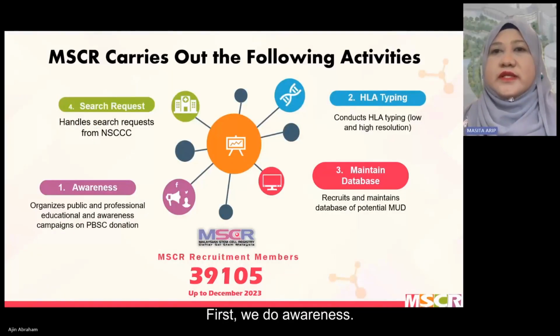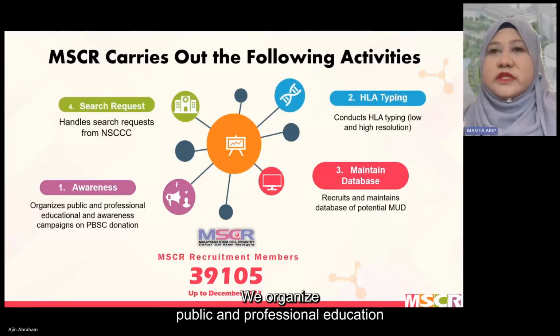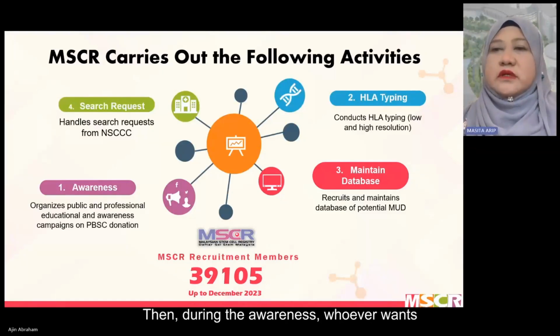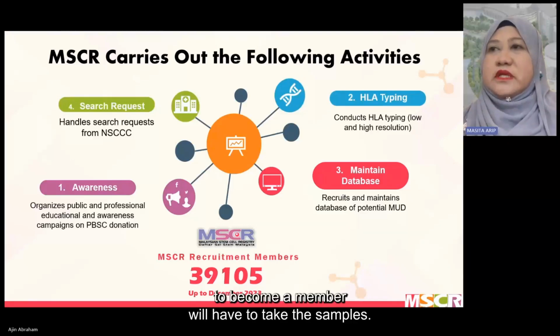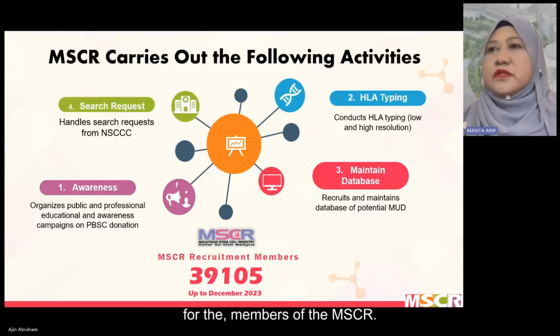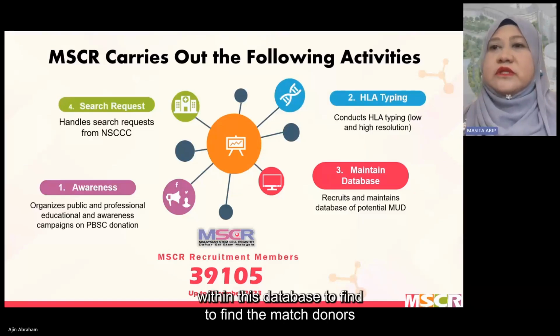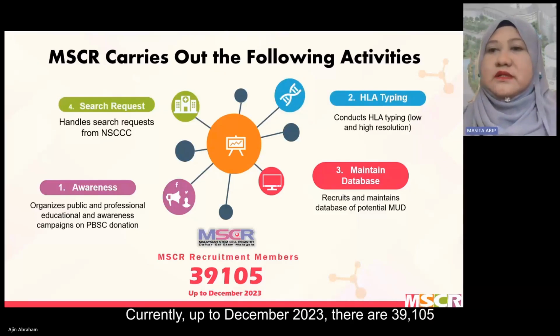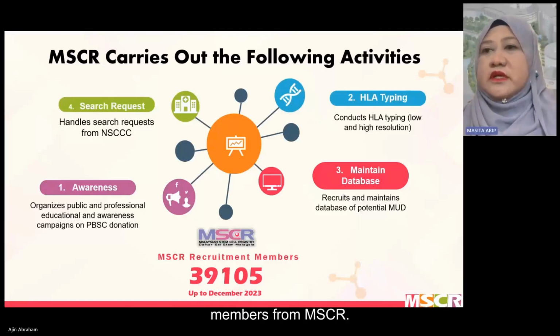First, we do awareness, where we organize public and professional educational and awareness campaigns on hematopoietic stem cell donation. Then during the awareness, whoever wants to become a member will have to give samples, and we run the HLA typing for the members of the MSCR. This registration and test will be maintained in a database, and there will be a search within this database to find a matching donor. Currently, up to December 2023, there are 39,105 members recruited by MSCR.